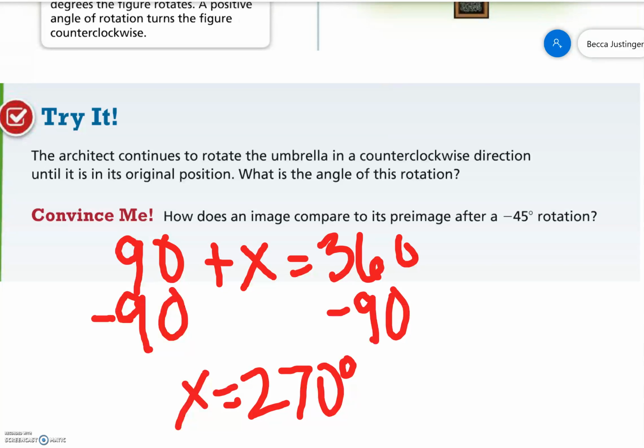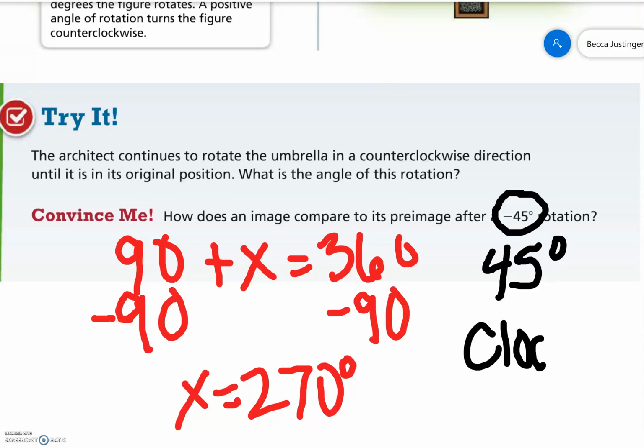Convince me, how does an image compare to its pre-image after a negative 45 degree rotation? When you have a negative rotation, that means you're going to rotate 45 degrees clockwise because you're going to go backwards. And we're always going counterclockwise unless it's a negative rotation.